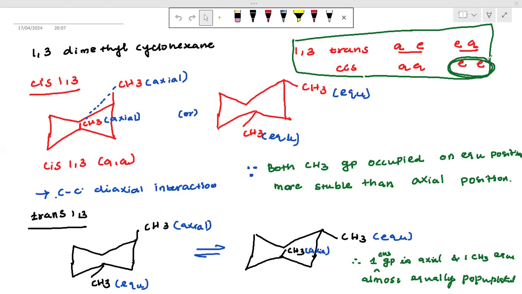So for 1,3 cis, where both substituents are present in cis form, the equatorial is more stable. In the previous 1,2 case, we saw that trans equatorial is more stable. Now for 1,3, the cis form with equatorial will be the more stable. Right. Next one, 1,4.